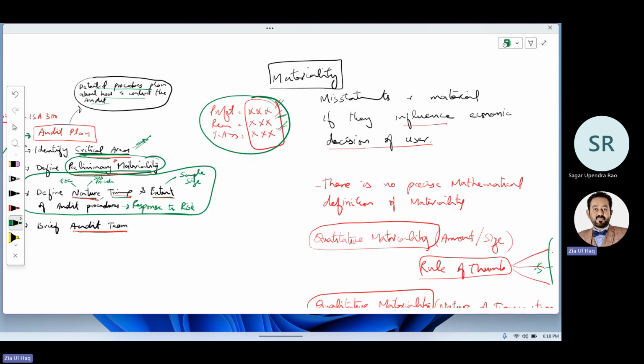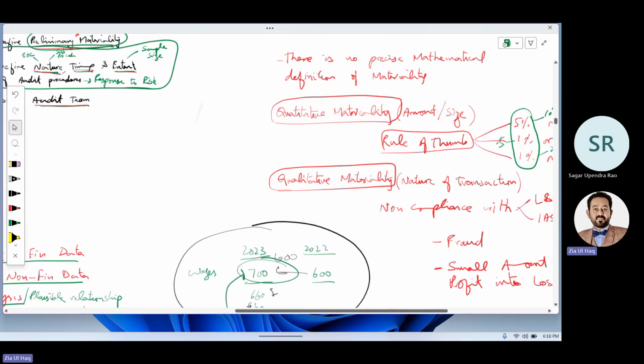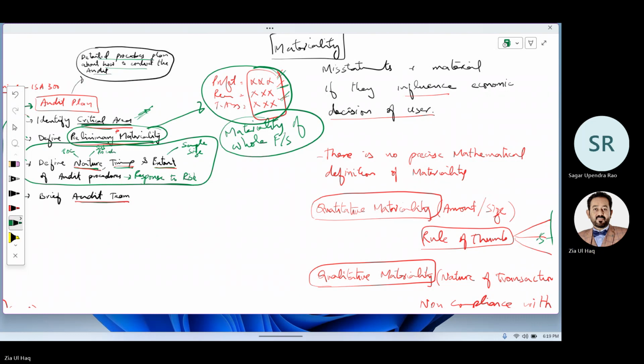This is called preliminary materiality. It means the initial materiality levels that we have defined for the audit, against which we will measure materiality. This is also called materiality of the whole financial statement. This will be called preliminary materiality or materiality of the whole financial statement that we have defined at the planning stage for the audit. Is that fine?